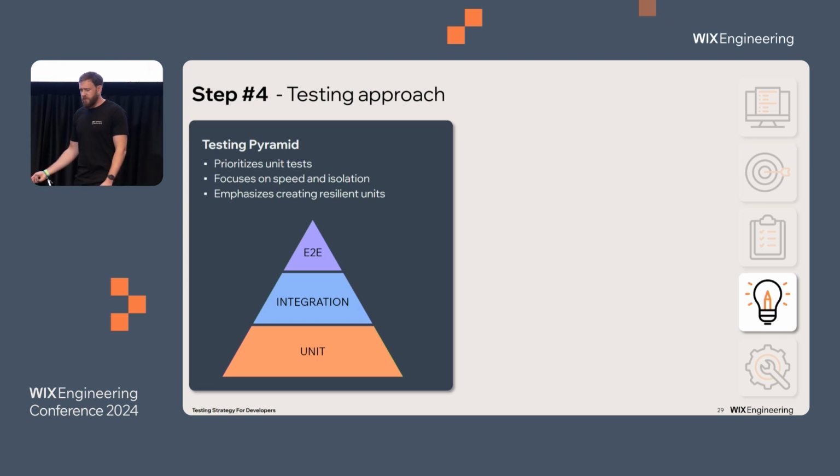Now, selecting a testing model. We all know the testing pyramid, right? It prioritizes unit tests. It focuses on speed and isolation because it first runs the fastest and least expensive tests, only the unit tests, and only if they pass, we will run the integration tests. And at the end, if they all pass, we will run the most expensive and long end-to-end tests. That way we save cost, money, and have a quick feedback loop. And this approach emphasizes creating very resilient units, right? Because you will test all the possible permutations of your units, both happy flow, rainy day, edge cases, everything.